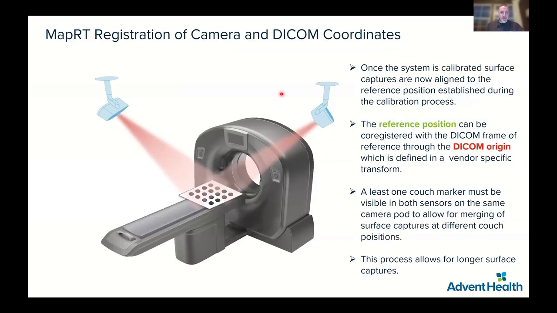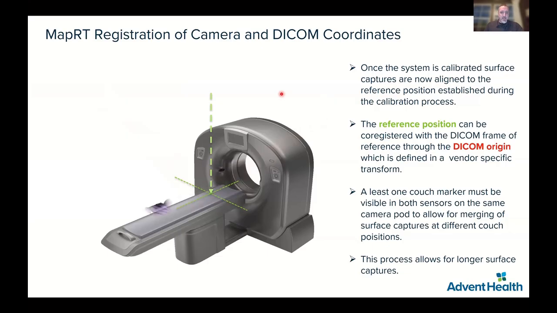And the way this is accomplished is essentially the 2 cameras are calibrated using an epipolar calibration technique similar to what you would see for AlignRT or any of the other vendors. That establishes an external reference geometry that then allows us, when we capture the patient's surface above the couch, to register that in a coordinate system that we are aware of.